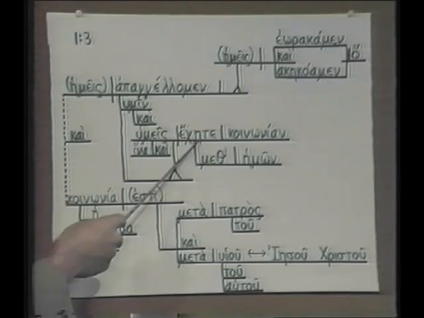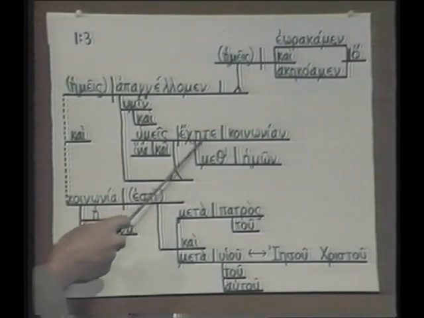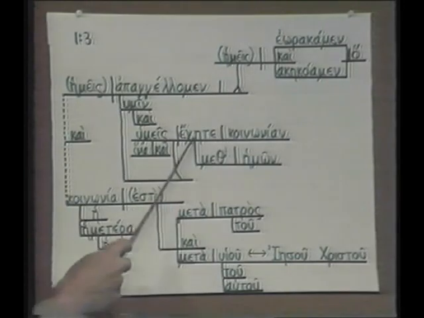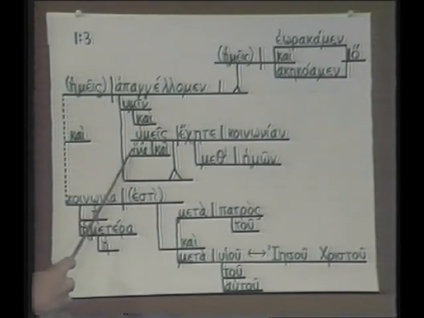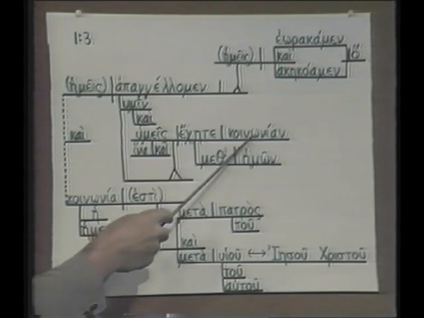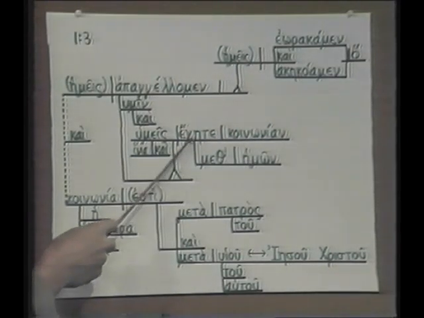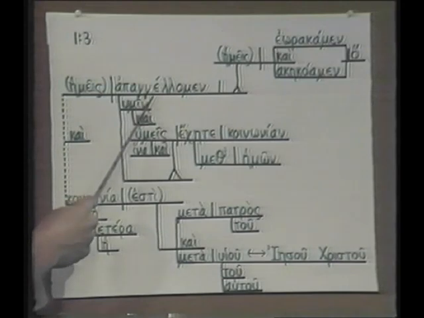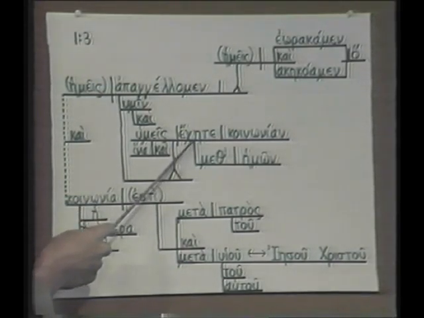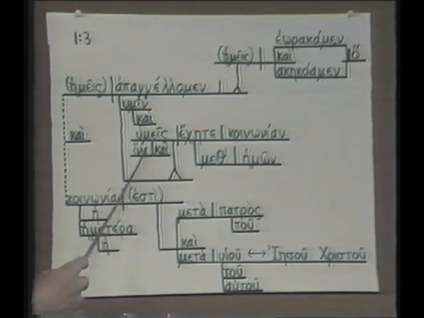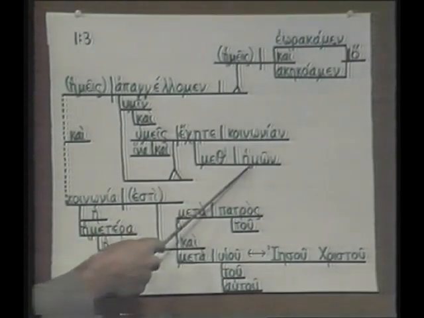Hina with the subjunctive. So this verb is going to be subjunctive. So you have 1, 2, 3, 4 verbs already. In order that you also may have fellowship with us. Now I say may because this is a present tense verb. That's why we're saying may. In order that, this is purpose, in order that you may have fellowship with us.